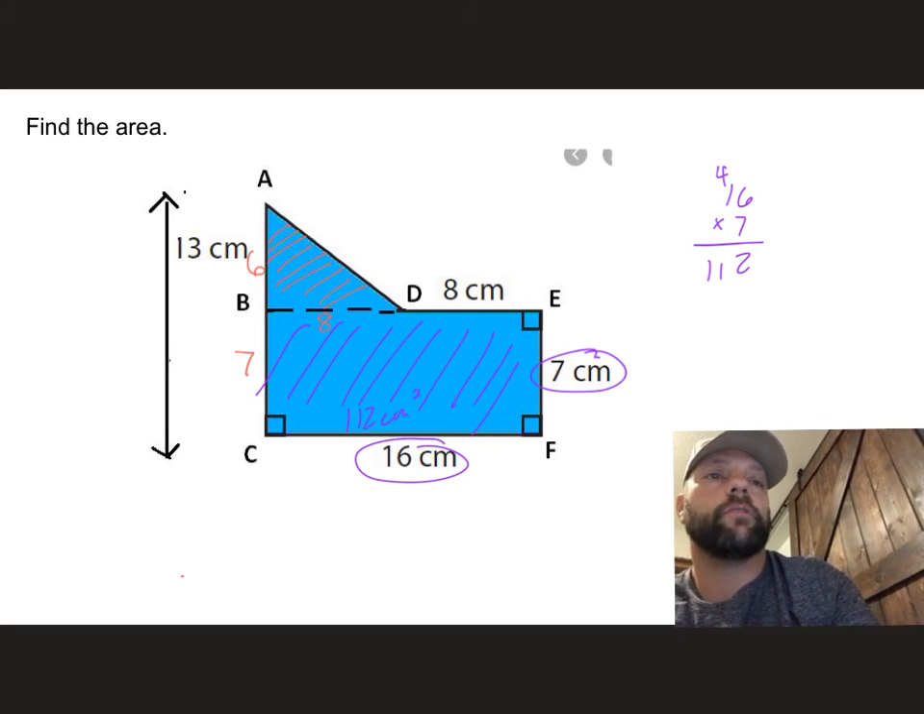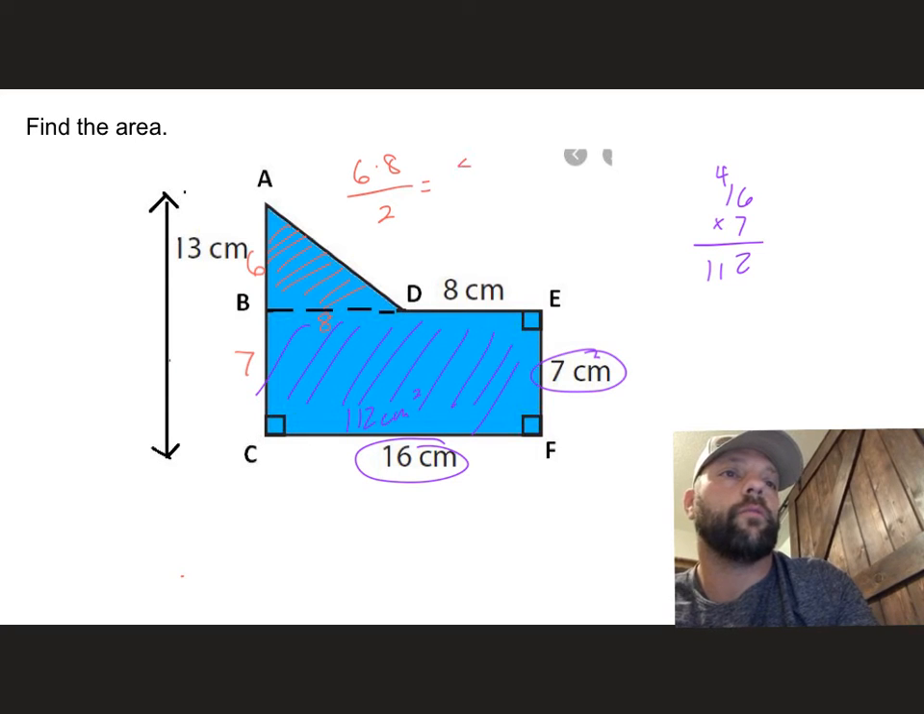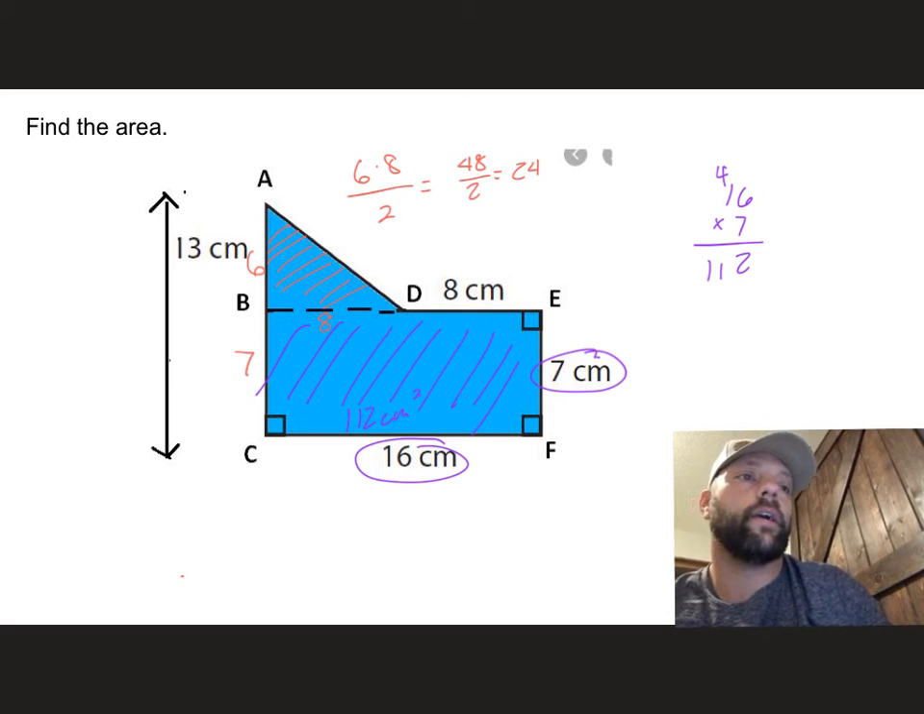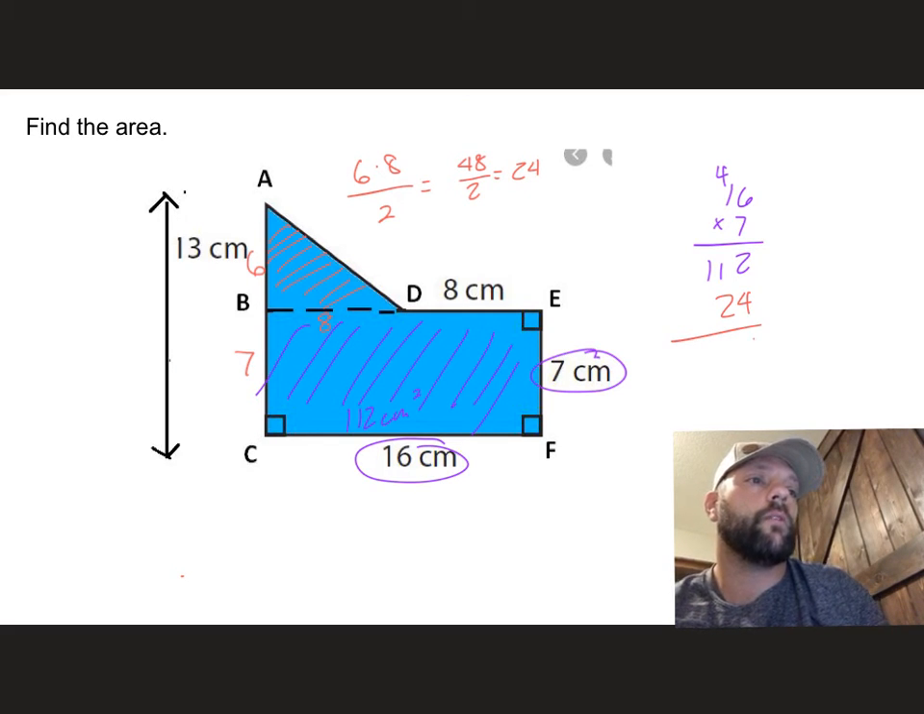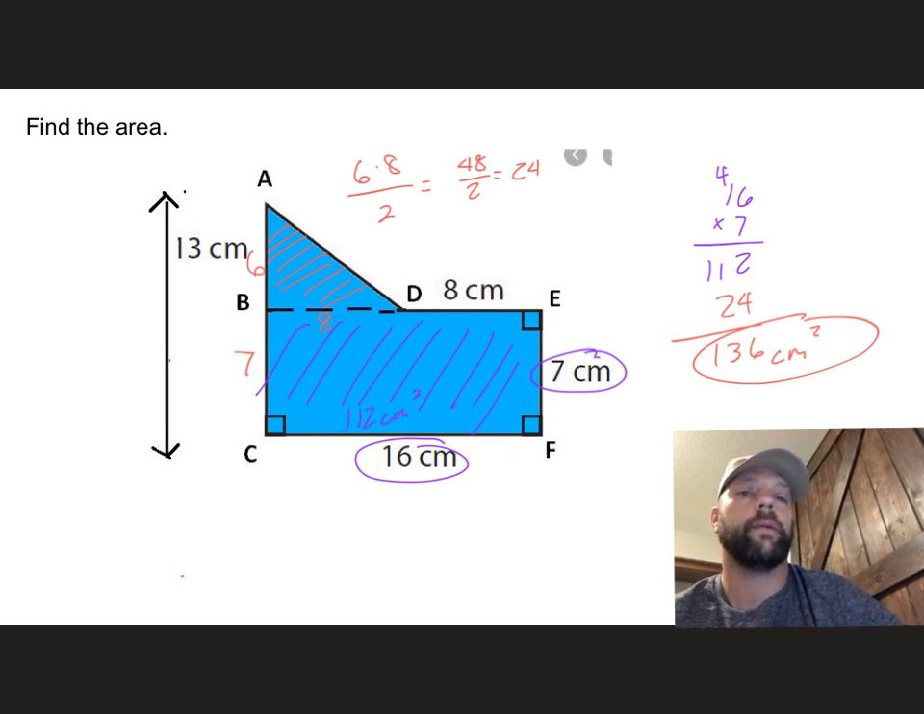So then I have my triangle: 6 times 8 divided by 2. So 48 divided by 2 takes me to 24. So now I have 24 and the 112, which is going to give me 136 centimeters squared. Okay.